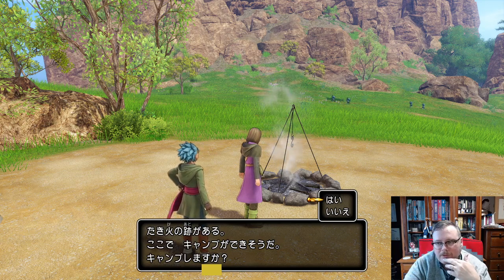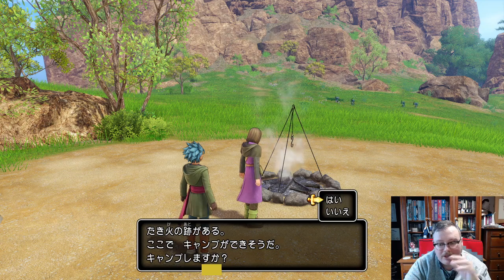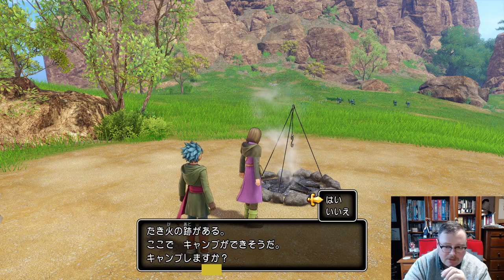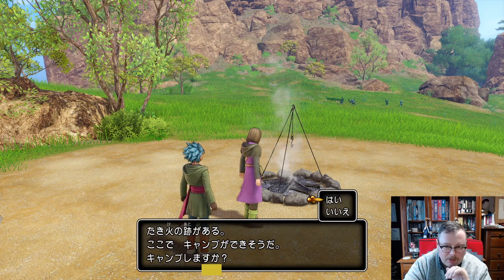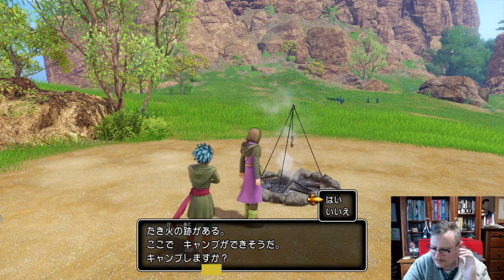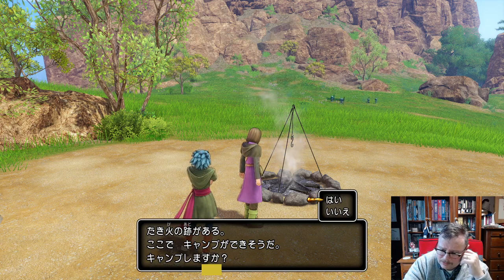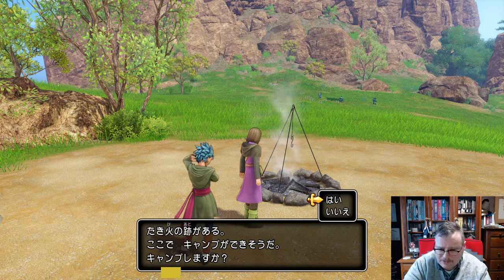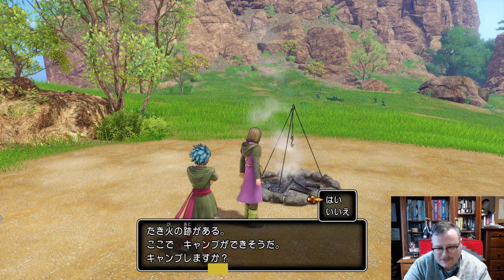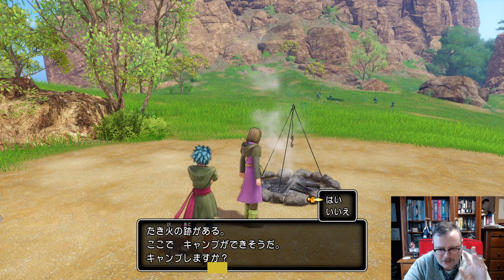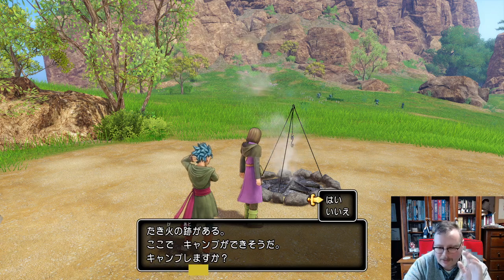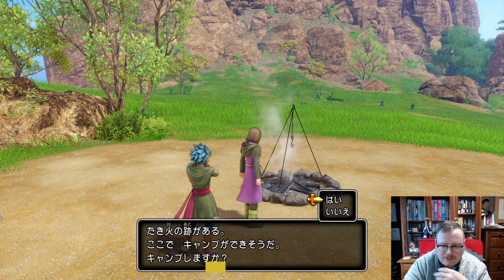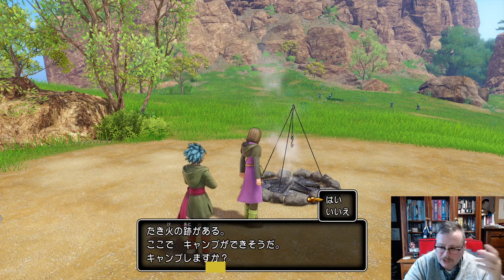Now, it's interesting. In English, whenever you have a question, it changes the word order in the sentence. But in Japanese, all you have to do to make a declarative sentence into a question is add ka at the end. You don't have to change the word order. So campu shimasu means I will camp. Campu shimasu ka means will you camp, or shall we camp?